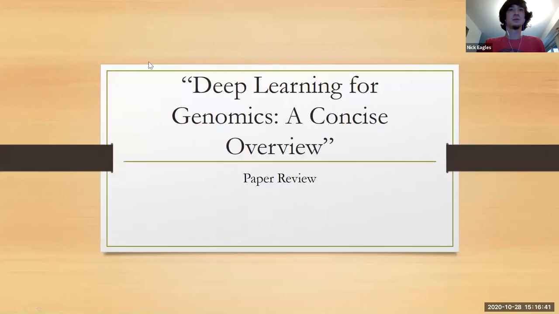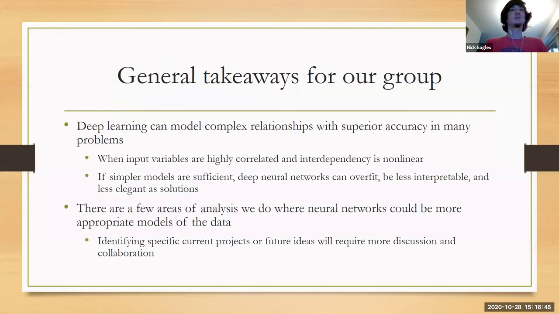So, general takeaways that we can get from this paper. Deep learning can model complex relationships with really good accuracy in a lot of problems. Times when you might consider it are when input variables are correlated or the relationship between them is nonlinear or very complicated. But an important point to note is that when simpler models are sufficient, they're often better. It's tempting to apply deep learning anywhere you can, because when you see what deep learning can do, you can be tempted to try to apply it to everything. And often when you have a simpler model, it's superior.